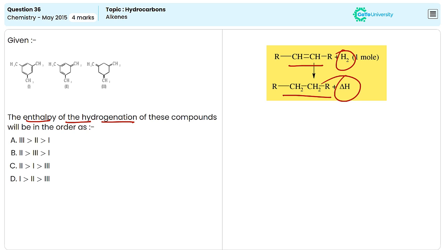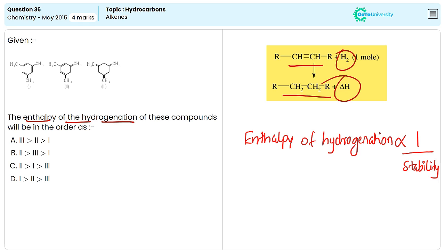And we have a relationship between the stability of an alkene and the enthalpy of hydrogenation. When the enthalpy of hydrogenation is increasing, the stability of the alkene decreases. Now let's come to the molecules given here.